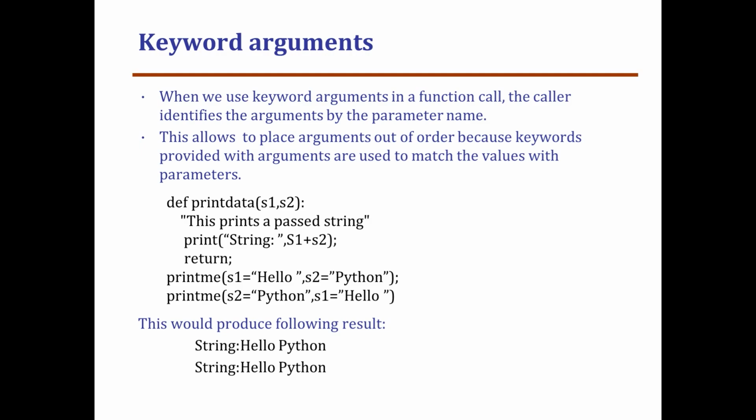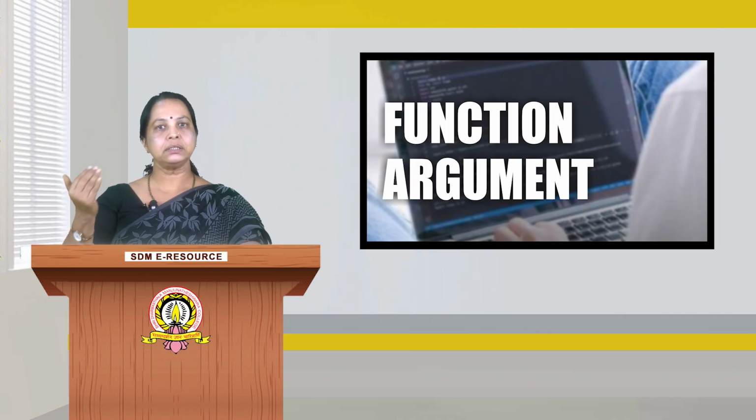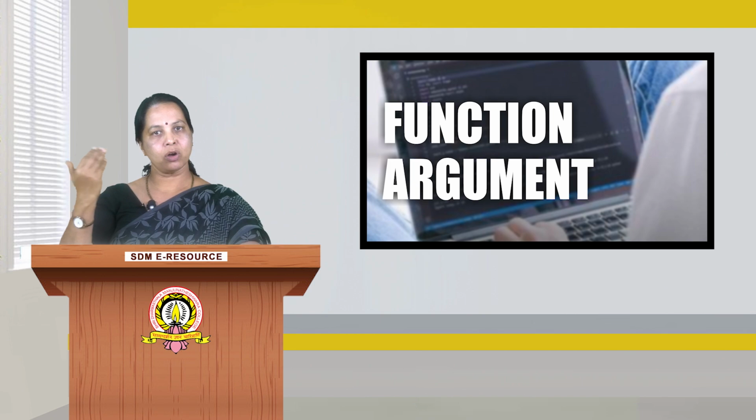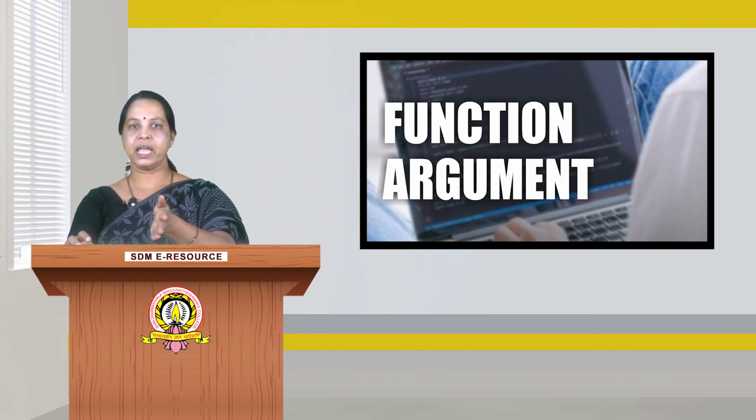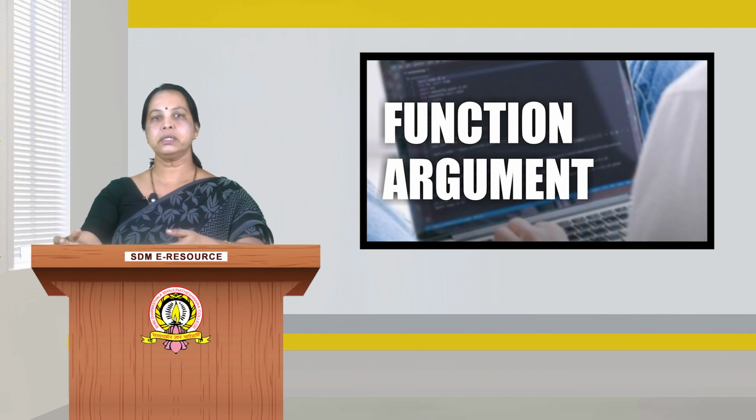Whatever is labeled S1 gets copied to the parameter S1 and whatever is labeled S2 gets copied to the matching parameter. So it is said to be keyword arguments. Here the order does not matter, the keyword should match. Whatever we have labeled while calling the function, the matching parameter only will take it. So even if we pass them in any order, we get the same result.